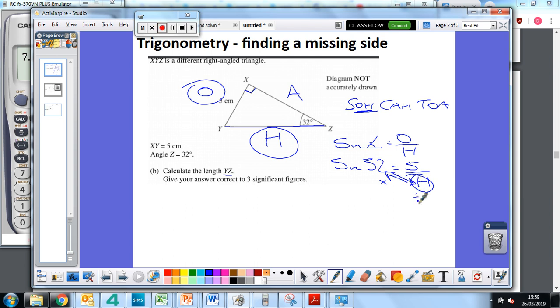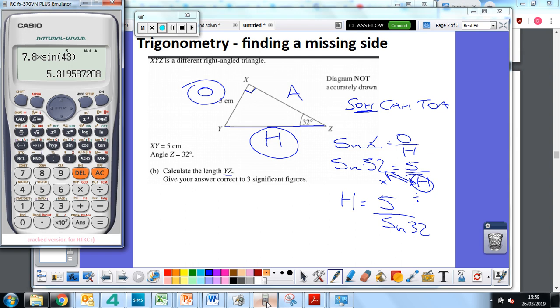So in effect, the H and the sine 32 just look like they've swapped places. It takes a bit of getting your head around, but when you practice these questions, you get used to it. Swap the H and the sine 32, we get H is 5 over sine 32. And we're now ready for our calculator.